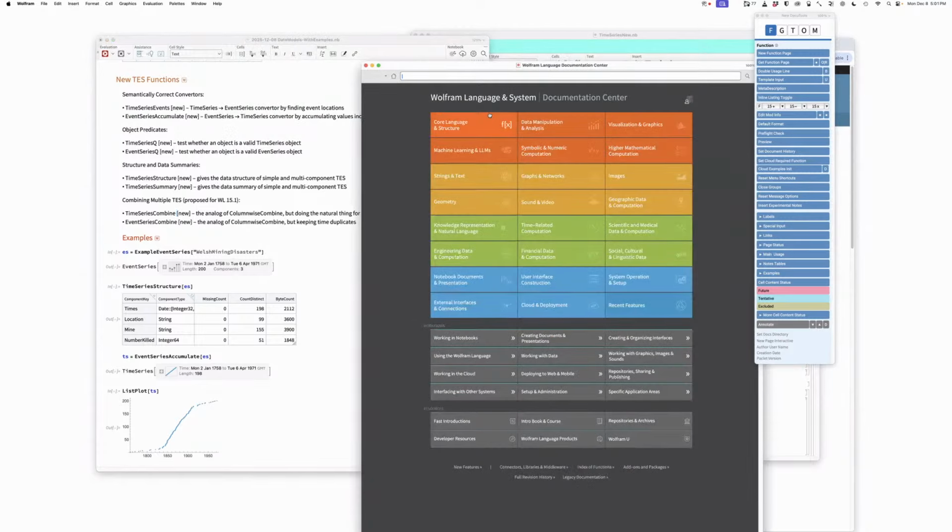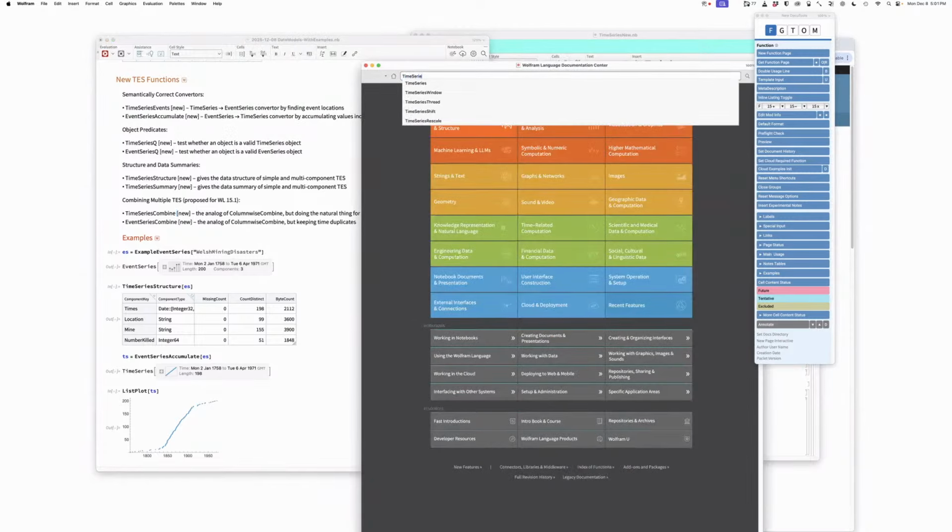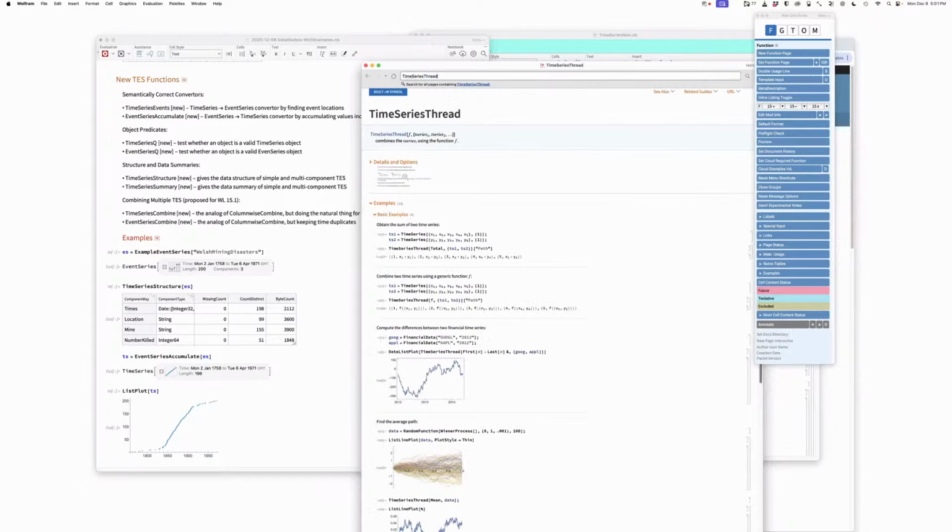Are you trying to obsolete that function? No, we're not going to obsolete it. We're just going to make it work with something that works better with the new version of time series. Look, we're not just going to push time series thread under the rug somehow.